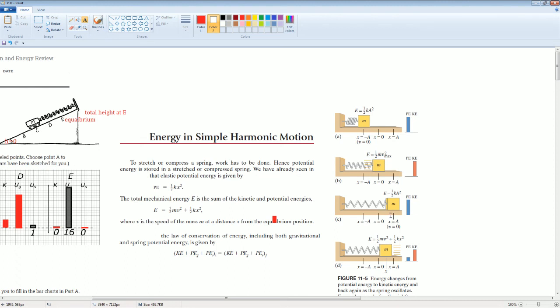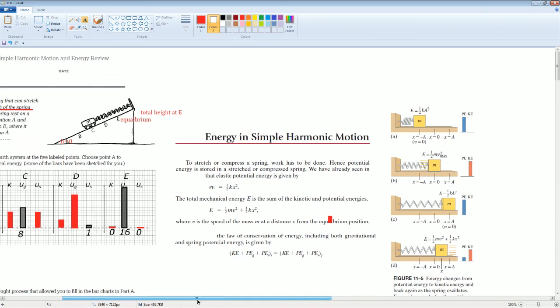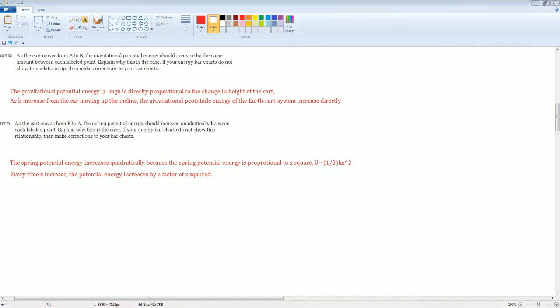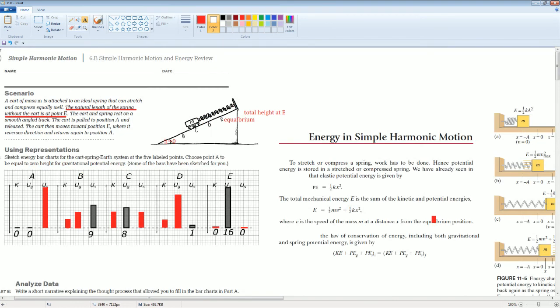So the potential energy here, okay, is defined as 1/2 kx squared. Notice the squared here is what I was referring to as what is increasing it by a factor squared. Okay, so if x goes to 2, the squared here makes this a 4, so the potential energy here quadruples. Okay? All right. Good. And that's it. That is all your solutions for 6 point B.